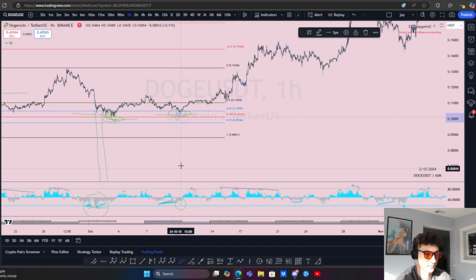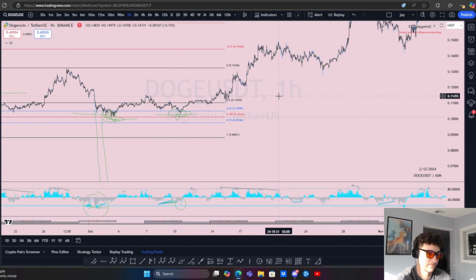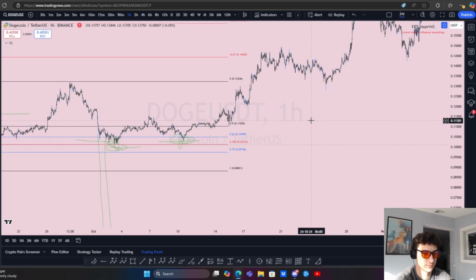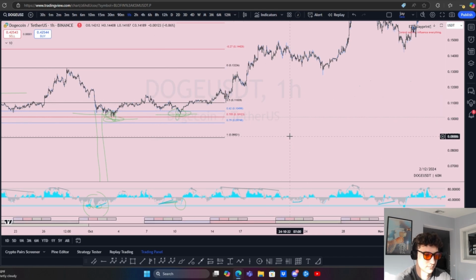I mean, you have multiple confluences. That's just me showing you guys how to read price action. But if you use other tools on top, you can definitely increase your accuracy. Yeah.